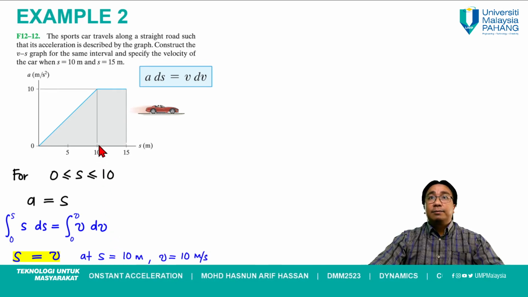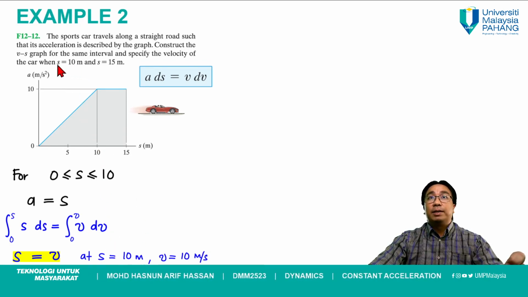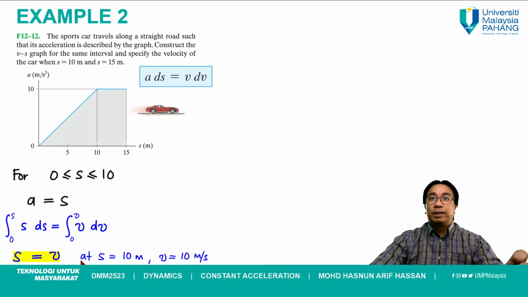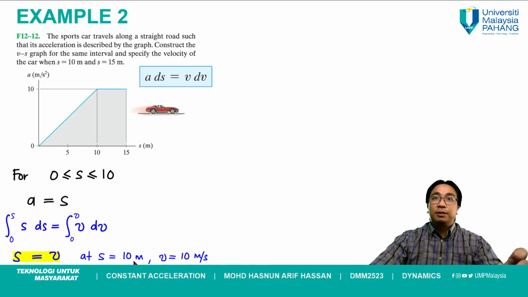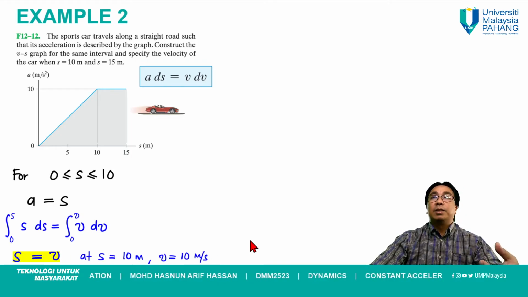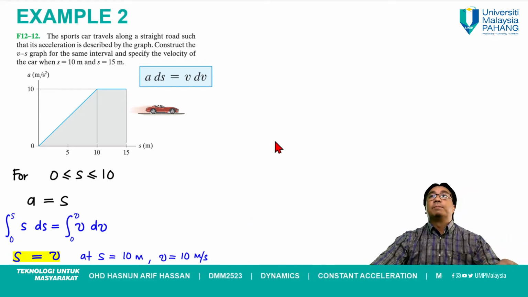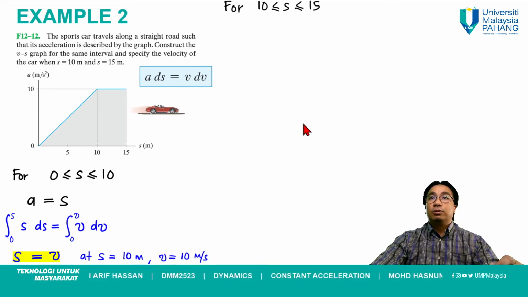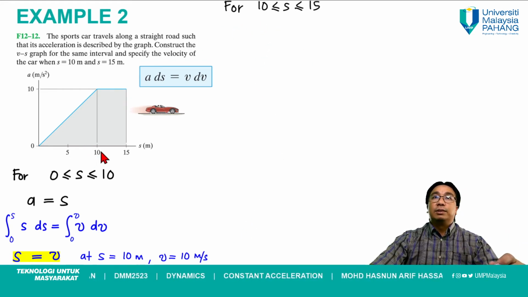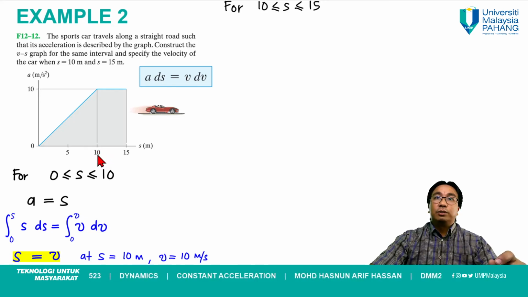And then kita boleh find what is the velocity. Remember dia tanya what is the velocity pada S equals to 10 meters. So we can, when we have this relationship, this function, we substitute S equals to 10 meter. So kita dapat V pun ialah 10 meter per second juga pada fasa yang pertama. Okay, now let's go to the second phase, which is from T equals to 10 until T equals to 15.